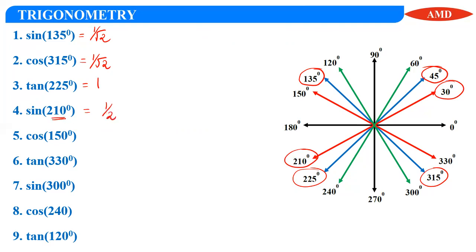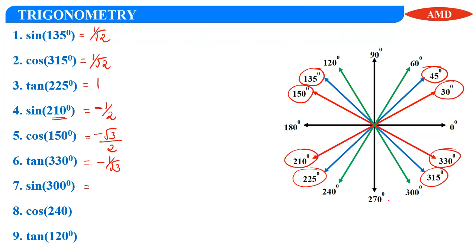But we know that 210 is an angle from the third quadrant where sine is supposed to be negative. So we'll have to put a minus sign. Cos 150, the reflection of 150 is 30. So cos 30 is nothing but root 3 by 2. But 150 is an angle from the second quadrant where cos is supposed to be negative. So put the minus sign. Tan 330, which is a reflection of 30. So tan 30 is nothing but 1 by root 3. But since 330 is in the fourth quadrant where tan is negative, we'll have to put the minus sign.